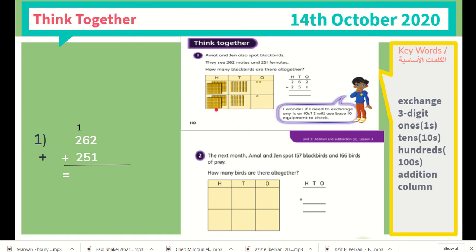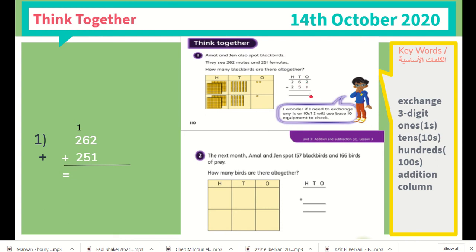Now 200 plus 200, 4. What about the extra 100 that we have already exchanged? Is 5. So don't forget the extra 100 that you have exchanged already. So the answer is 513.